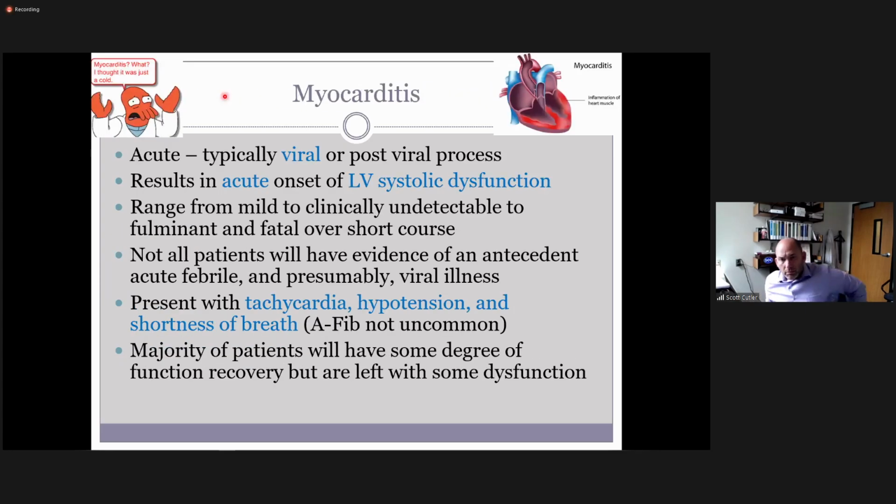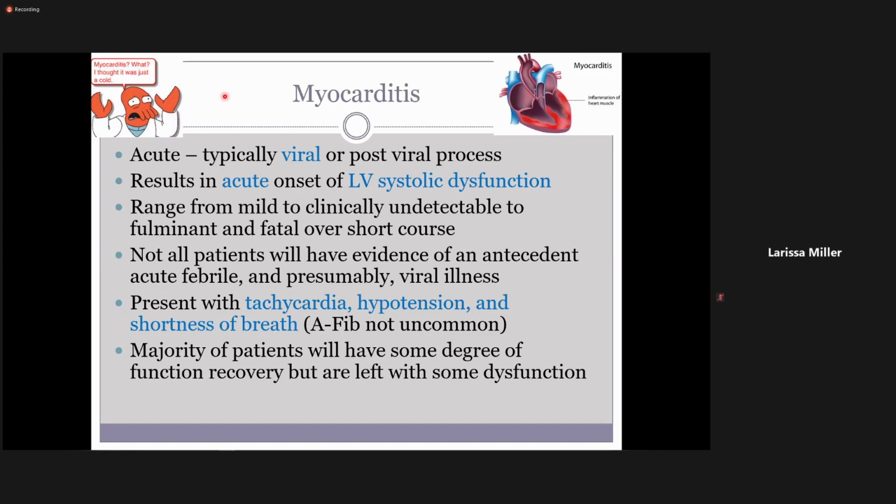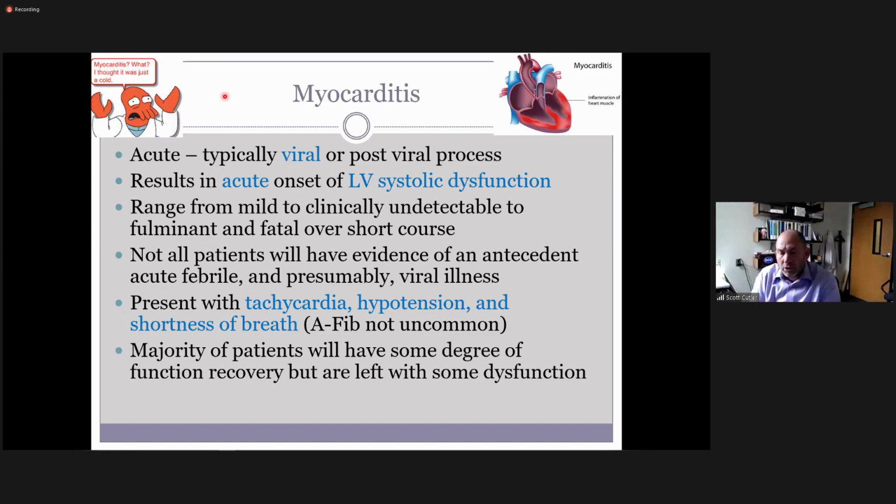All right. So that's leaving LVADs and coming to myocarditis. As I mentioned before, myocarditis is an inflammation of the myocardial tissue. If it's acute, it's typically caused by a virus or a post-viral type of process like COVID. It can result in acute onset of LV systolic dysfunction.